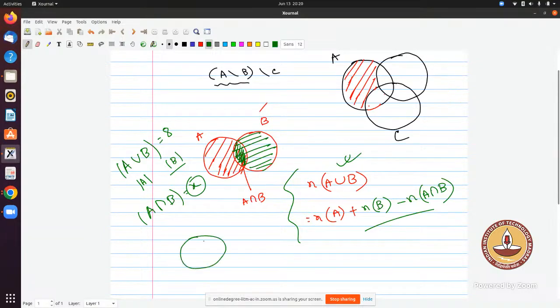So suppose I have given you this thing. Then how can A intersection B, sir? Tell me. A union B, and this is the formula of what? The cardinality of A union B.